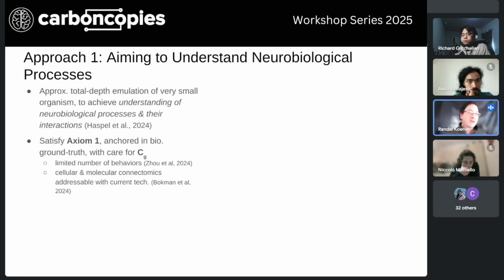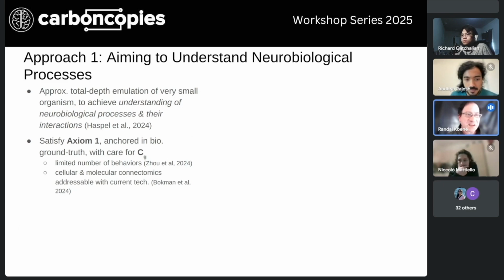So above, we addressed reasons why total depth emulation is almost certainly neither feasible nor desirable as an overall approach to brain emulation. Nevertheless, approximating total depth emulation in very small organisms may be a necessary investigative process by which you can achieve the level of understanding of neurobiological processes and their interactions that is needed. Referring here to the Haspel et al. paper that Conrad knows very well.